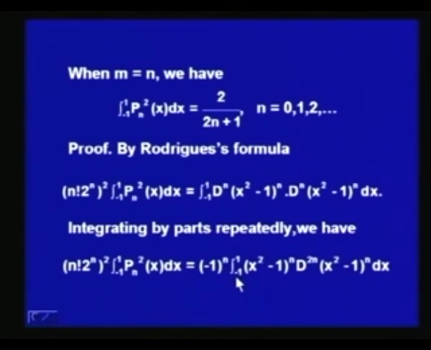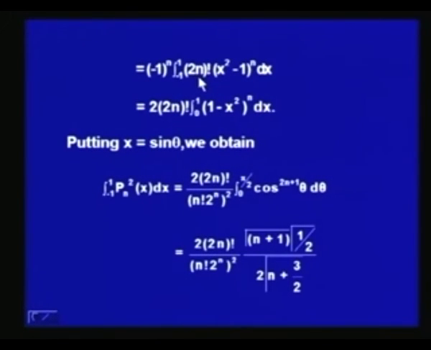When we do this integration by parts n times, the right hand side will become minus 1 to the power n times the integral over minus 1 to 1 of (x square minus 1)^n into d2n (x square minus 1)^n dx. We will have the 2nth derivative of (x square minus 1)^n here, and here there will be no derivative of (x square minus 1)^n. This is equal to minus 1 to the power n times the integral over minus 1 to 1, and then d2n of (x square minus 1)^n will give us 2n factorial, because (x square minus 1)^n is a polynomial in x of degree 2n.